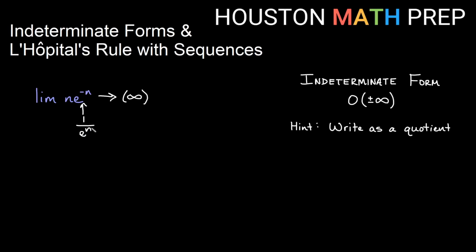So as we get larger and larger values of n, the denominator is getting really large. So we get 0 for this one. So this is 0 times infinity. This is an indeterminate form as well.